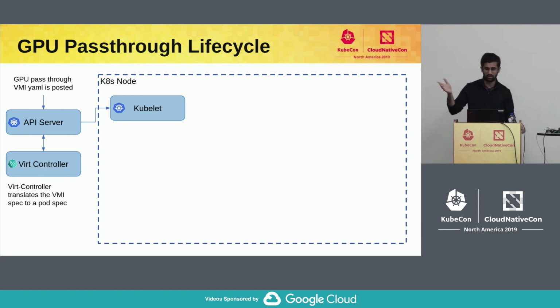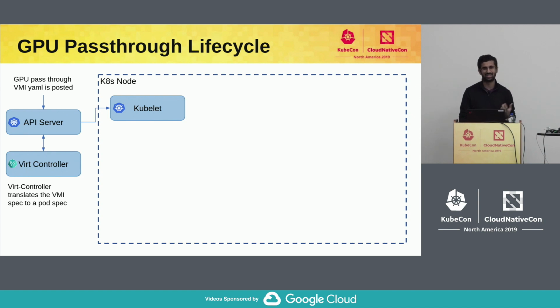So David explained it a bit. I'm just going to gloss over it: you pass a request to the API server to create a VMI. Since it is a CRD, it contacts the Virt controller. The Virt controller translates that VMI spec into a pod spec, and a node is identified. And once a node is identified, that's when the device plugin again comes into the picture.